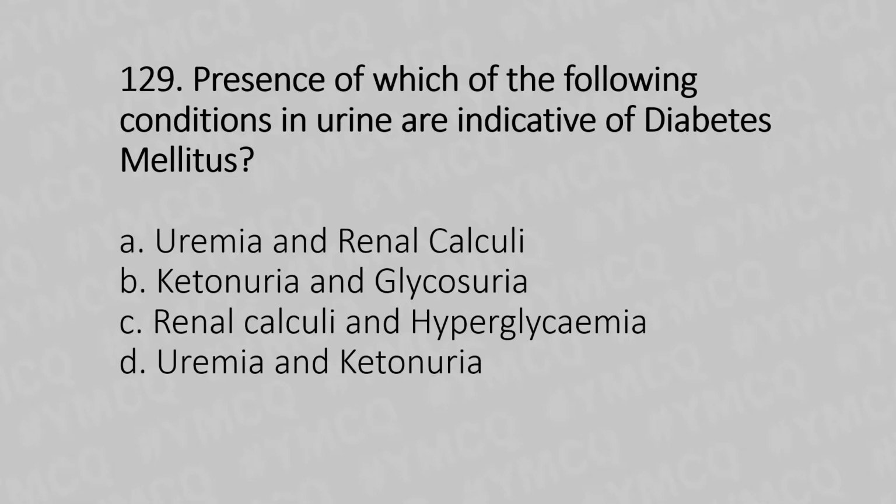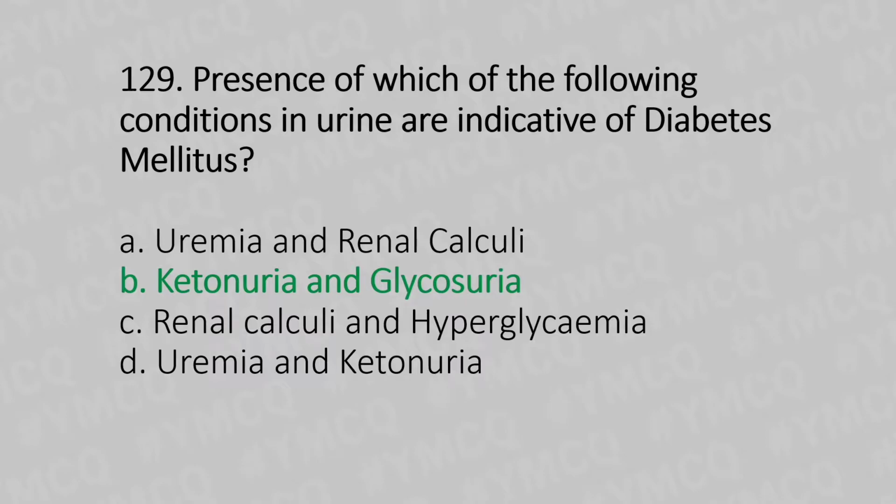Now let's move to question number 129. Presence of which of the following conditions in urine are indicative of diabetes mellitus? Option A, uremia and renal calculi. Option B, ketosuria and glucosuria. Option C, renal calculi and hyperglycemia. Option D, uremia and ketonuria. And the answer is option B, ketosuria and glucosuria.